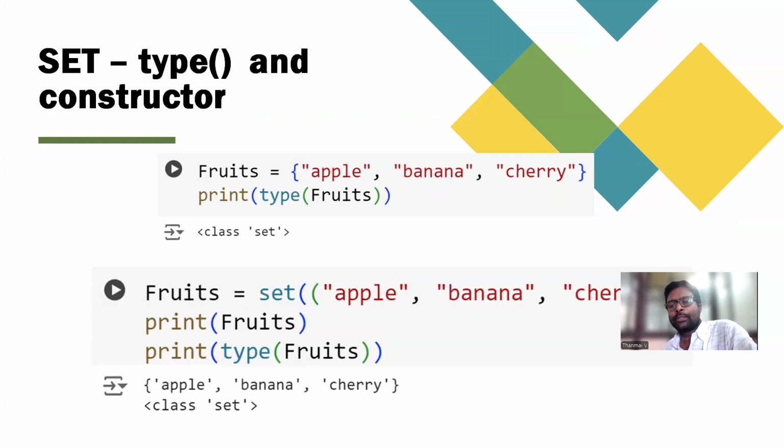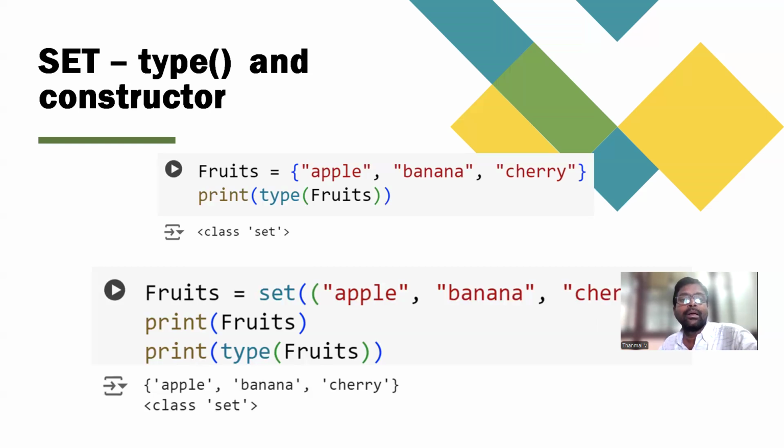Next, there are two more commands for sets. They are called type and constructor. First, we will look into the type. So what is the type? Type will give the information about the type of collection, whether the collection is a list, a tuple, a set, or a dictionary, which type of Python collection it is. To know that, we can use the type command. Hope you understand what I mean to say.